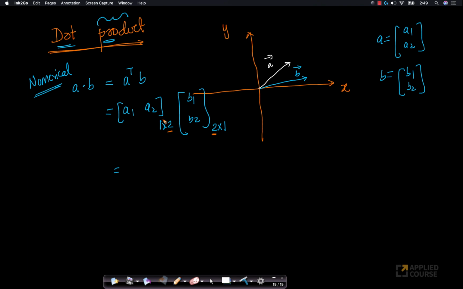When I multiply both of them, the result that I get is a 1 cross 1 matrix, right? Or I can think of it like a scalar, because there is only one value there. And what will that value be? A1 multiplied by B1 plus A2 multiplied by B2.